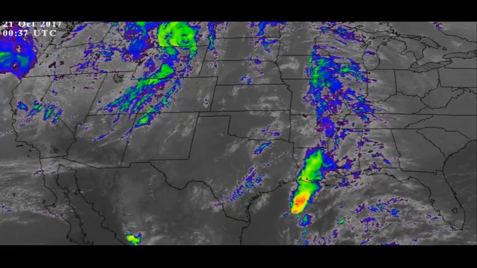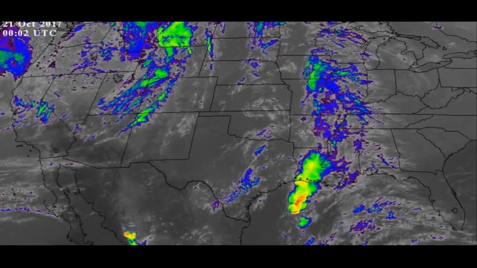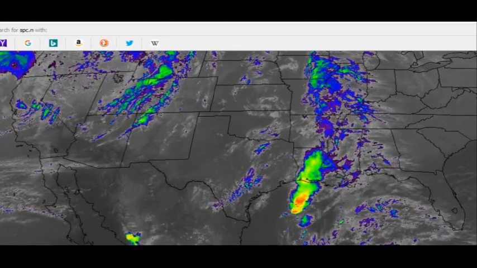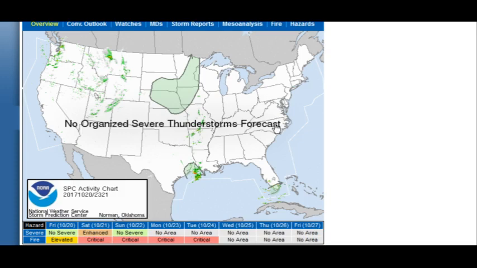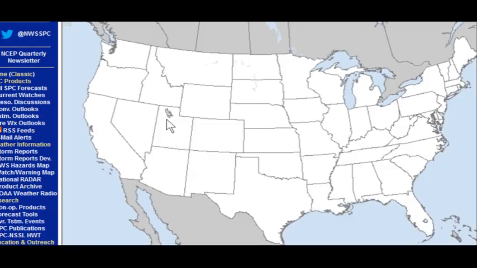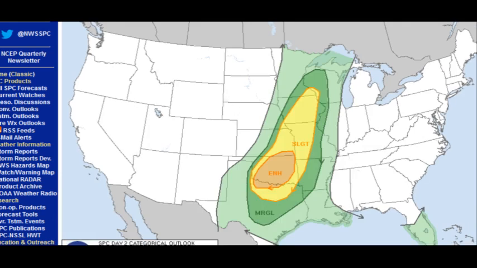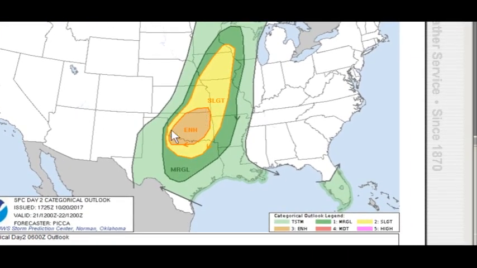Okay, we were going to look at SPC. Let me go to that SPC page there, and we'll see what we're looking at for tomorrow. There's a convective outlook, and it does look like trouble for tomorrow. This is the first I've seen of this. Enhanced risk there, just short of a moderate risk, and pretty much centered right there in Oklahoma.